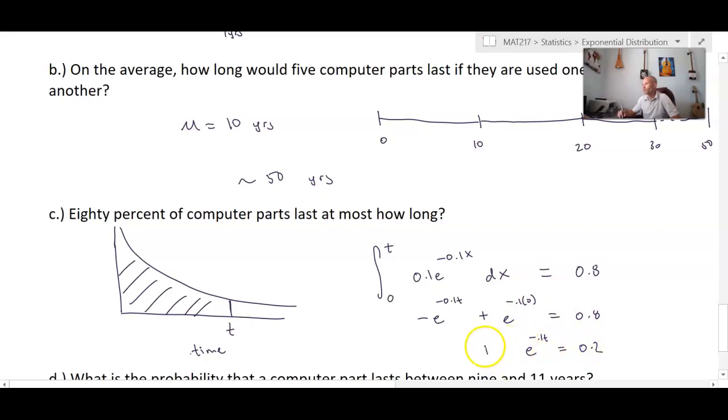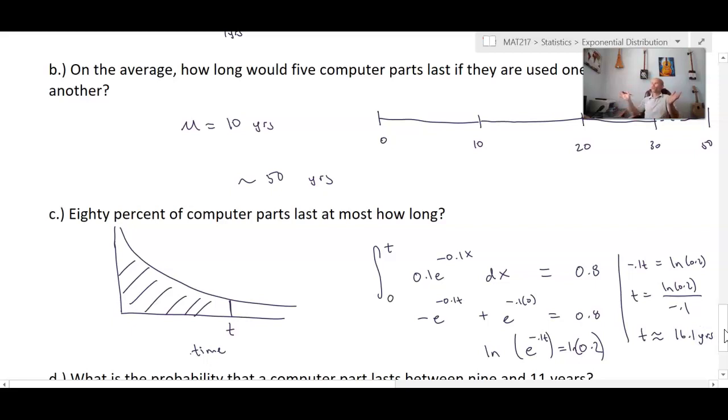And if I take the natural log of both sides, I'll get negative 0.1 t equals the natural log of 0.2, and t equals the natural log of 0.2 divided by negative 0.1. So that gives me a time of about 16.1 years. So if you look at 80% of all computer parts, you'd say, well, 80% of computer parts last somewhere between 0 and 16.1 years.